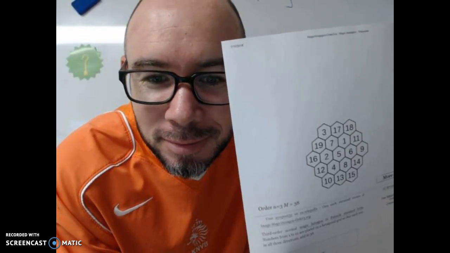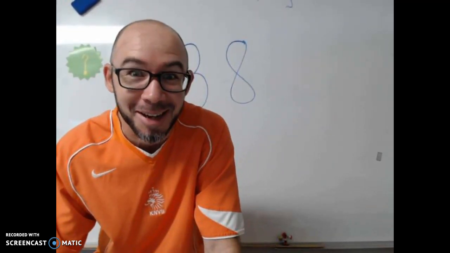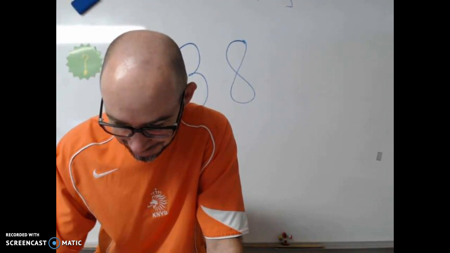All the rows, columns, and diagonals in this magical hexagon, of order magnitude 3, add up to 38. This one is really cool. Look at it. Add down, add across, add slantwise, and it's up to 38. It's the only one. Magnitude 3 magical hexagon. There aren't any others.